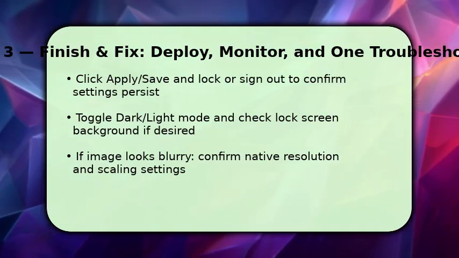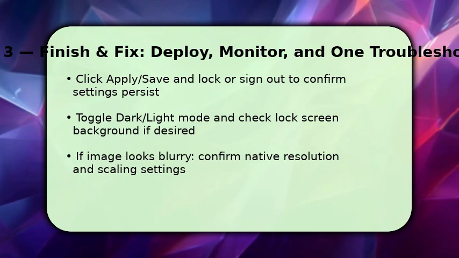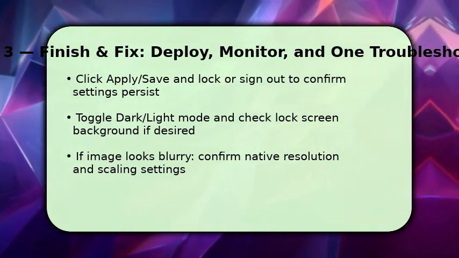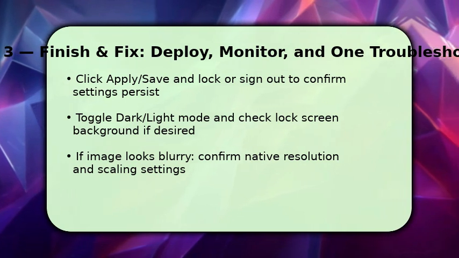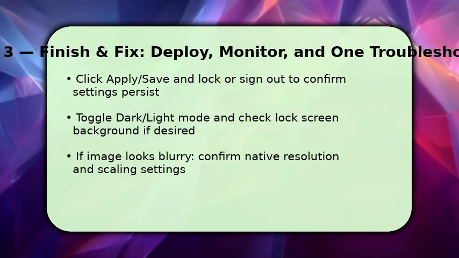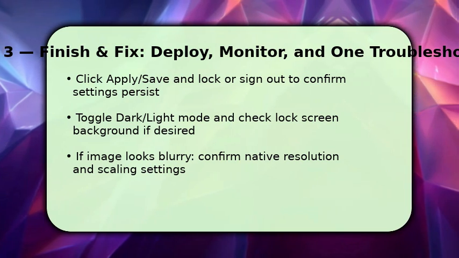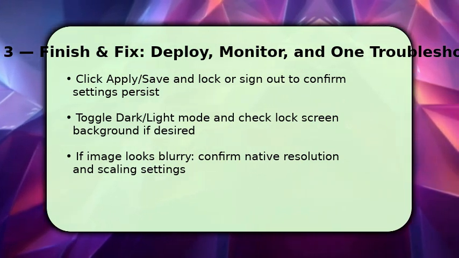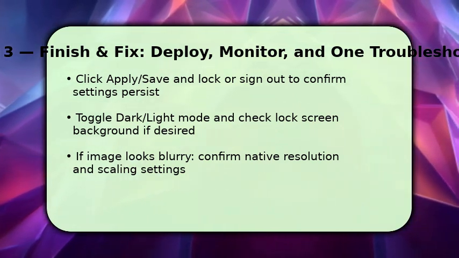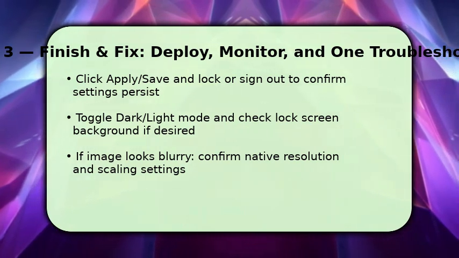Final step, apply the change and verify system behavior. Click Apply or Save, then lock the screen or sign out and back in to confirm persistence. Make sure the same user account is selected if you want it for all users. If you want the lock screen to match, set it in the lock screen panel. If the picture looks blurry or low quality, check the image's pixel dimensions versus your display's native resolution and disable display scaling temporarily to test. That one check solves most problems.